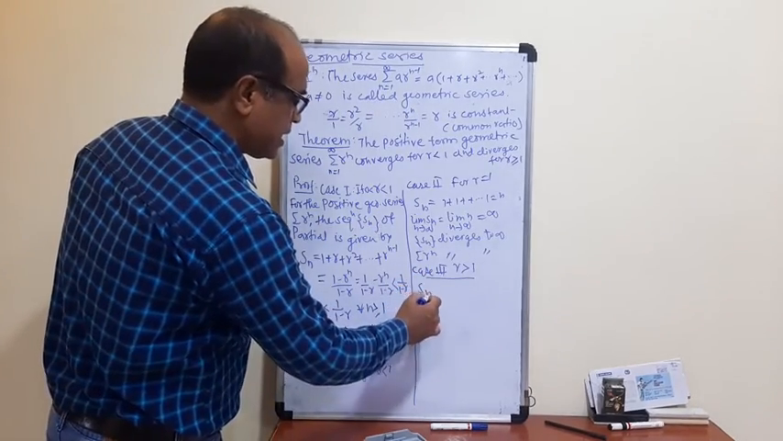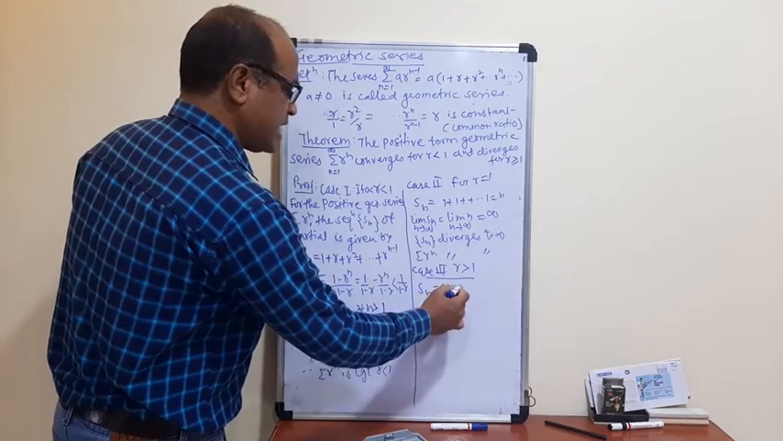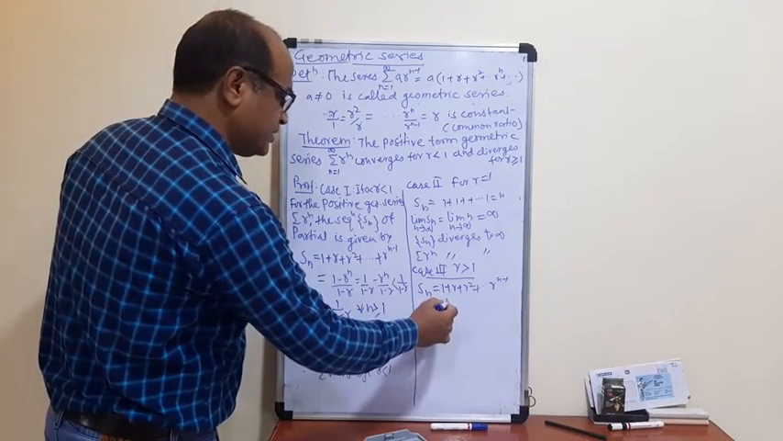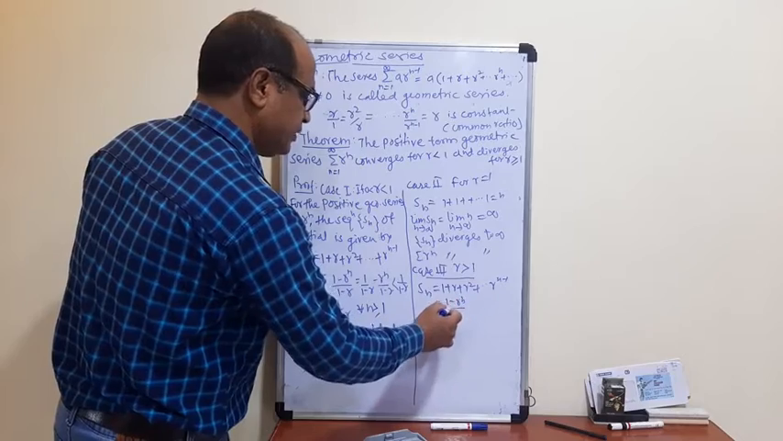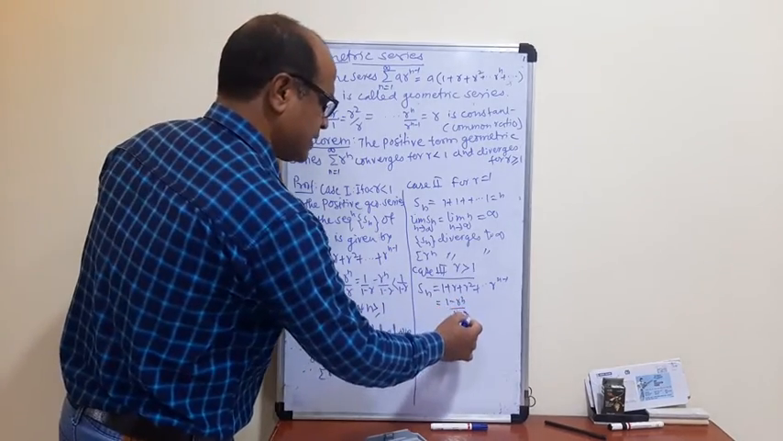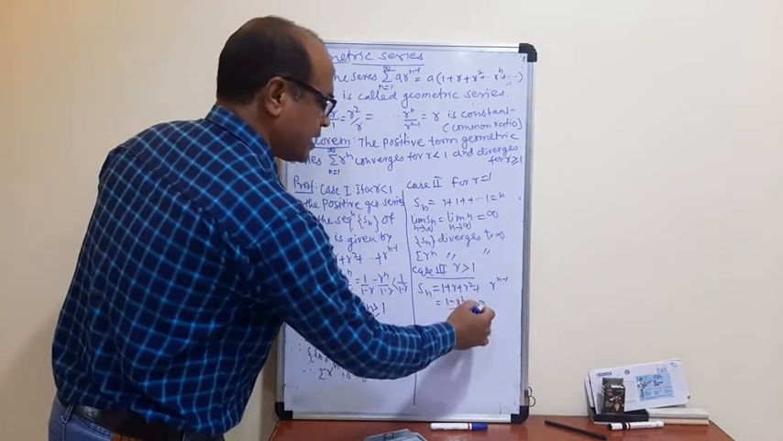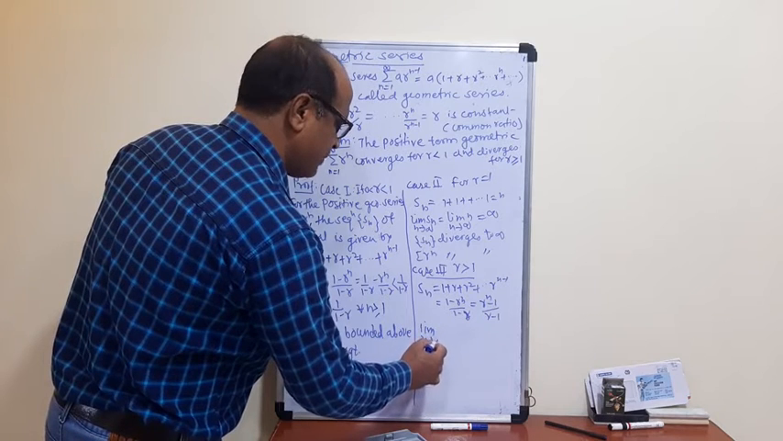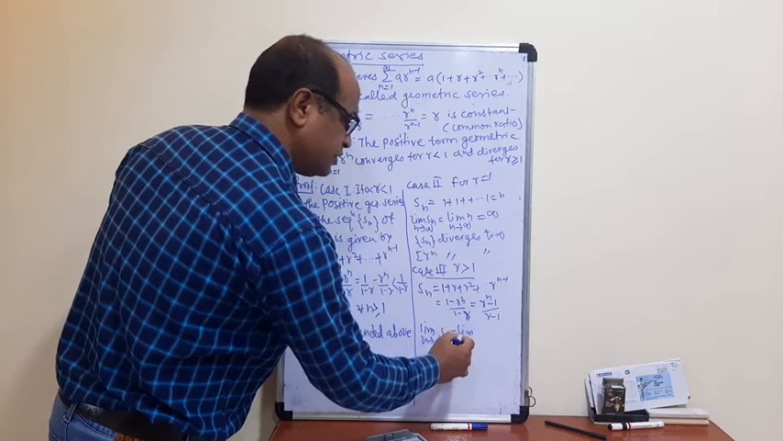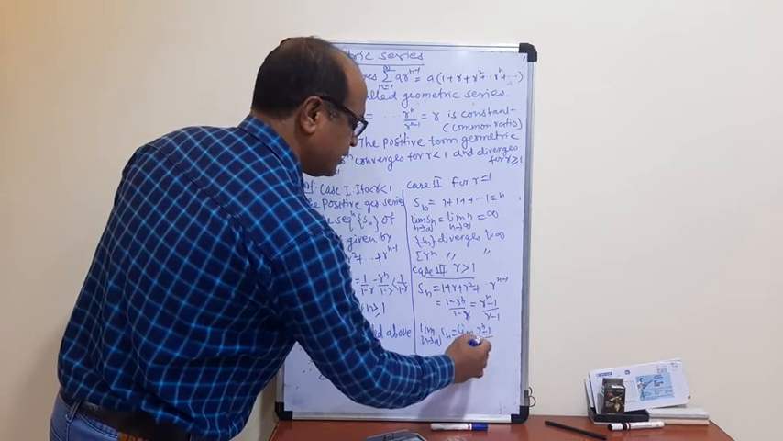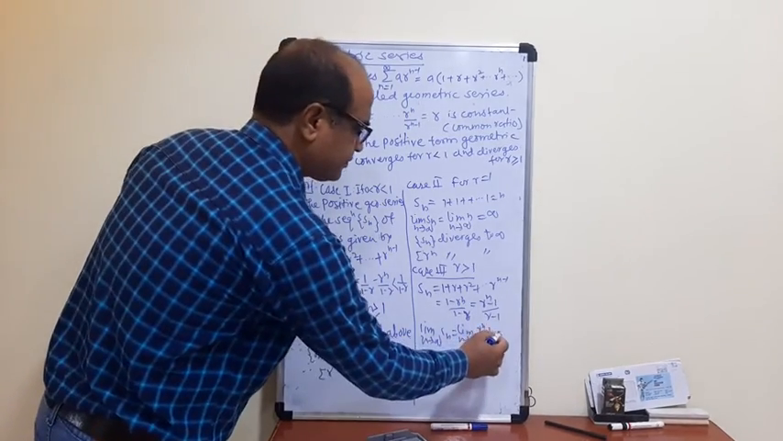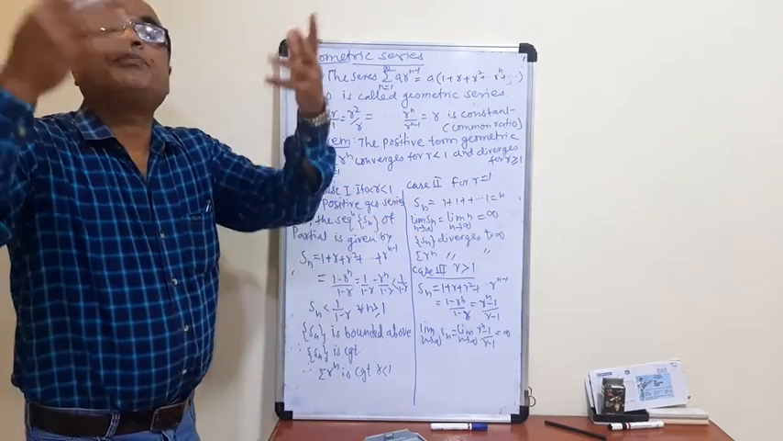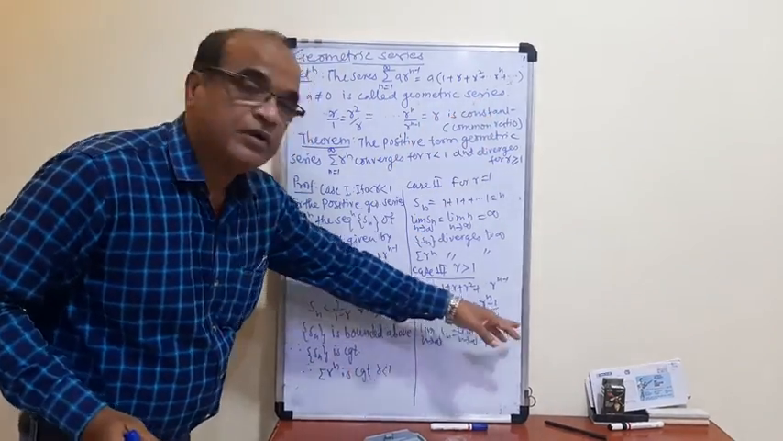So what is Sn? Sn is 1 plus R plus R squared and so on up to R^(n-1). We know that the partial sum is (1 - R^n) divided by (1 - R). This can be written as (R^n - 1) divided by (R - 1). Taking the limit as n tends to infinity of Sn, that is the limit of (R^n - 1) divided by (R - 1), which is infinity. Why infinity? Because R is greater than 1, and it is the power as n tends to infinity.